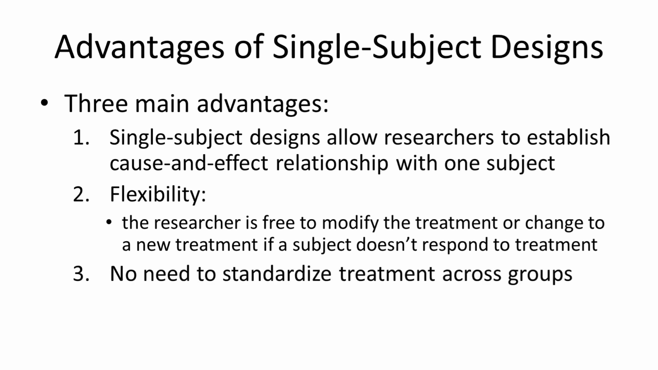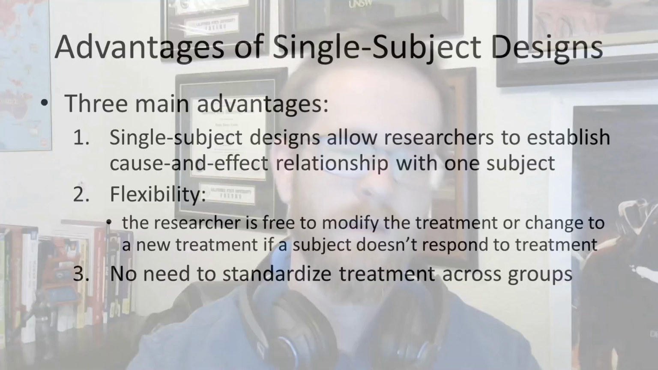And then the third one is that there's no need to standardize your treatment across groups. When it comes to group research, standardization is a very important thing. You want to make sure every participant gets the exact same treatment. You don't want those individual differences to cause problems in your study. But when it comes to single subject design, you can just forget about all that. None of that matters. All that matters is, is your client, is your participant responding to the treatment or not?